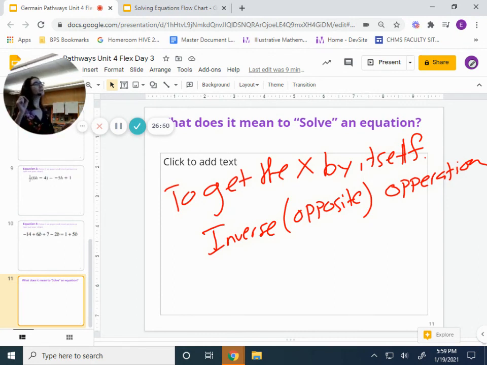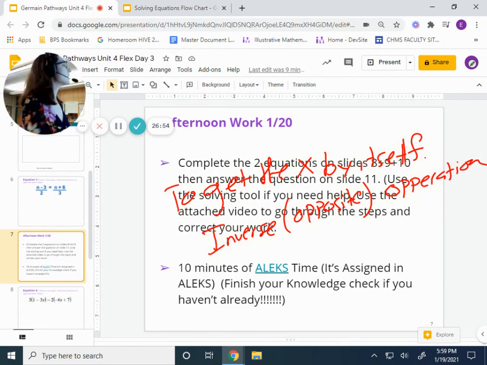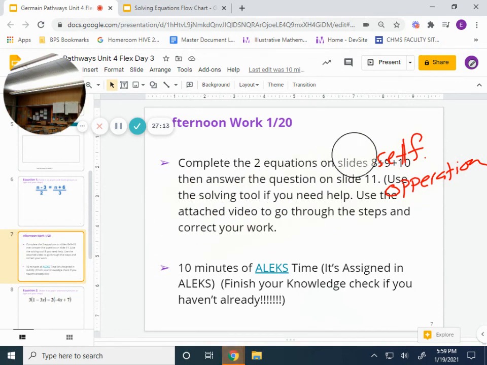Perfect. So your last bit of work for this afternoon, you need to give me 10 minutes of time on your ALEKS path. If you did not finish your knowledge check, you need to get that done first. Send me an email with the answer to the question and then take 10 minutes of ALEKS time. Reach out to me if you need any help with anything.